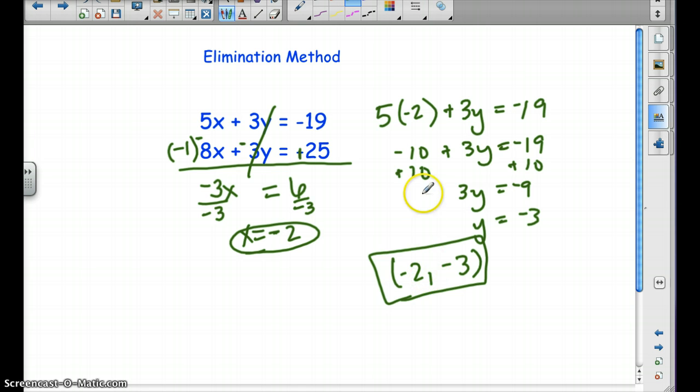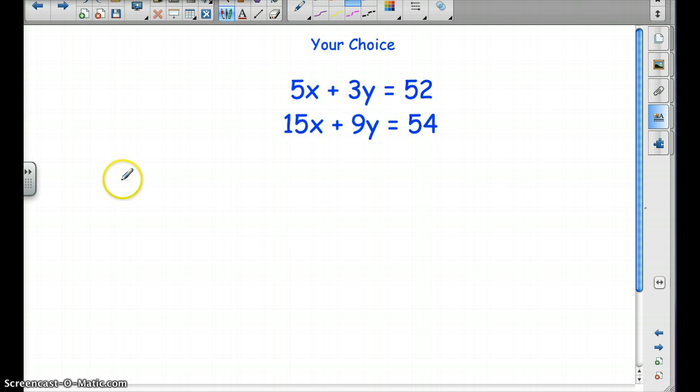All right. So this next one, you can have it be your choice. So why don't you decide if you're going to use elimination or substitution?